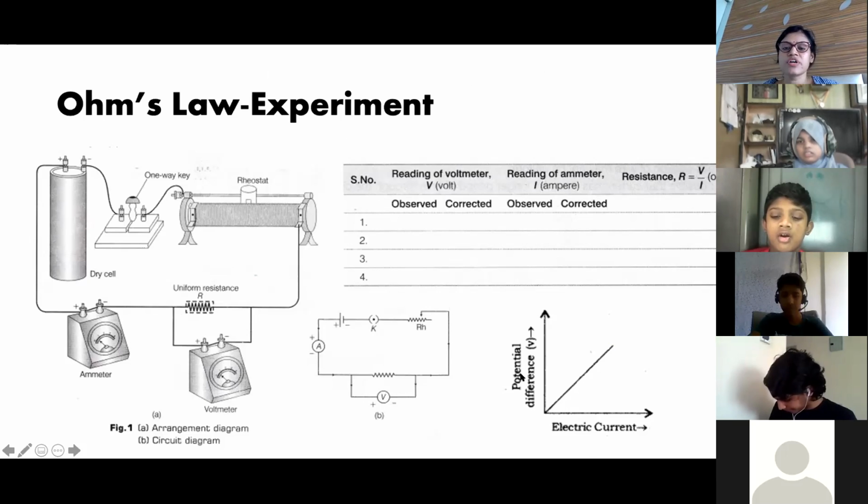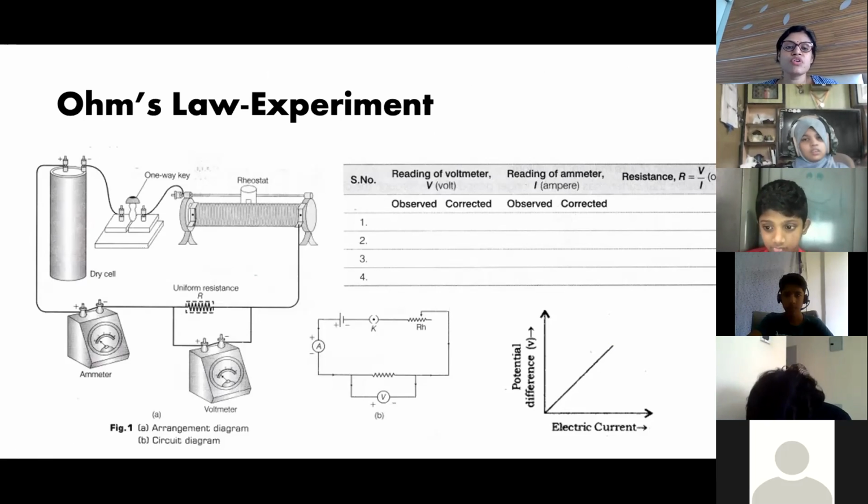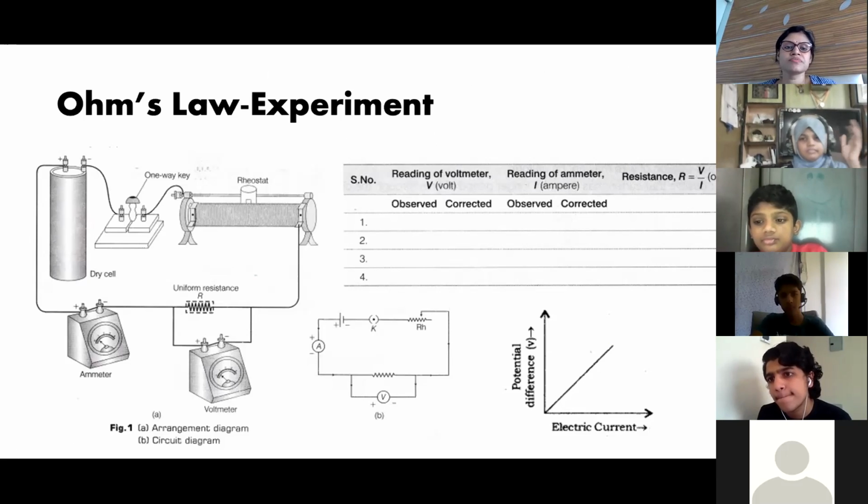What about the graph? A graph question is asked. What type of graph do you get in Ohm's law between V and I? What will you say, Munib? What type of graph do you get in Ohm's law?